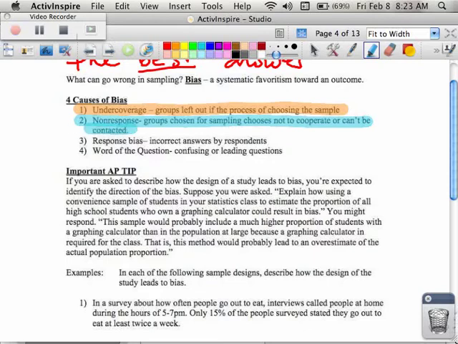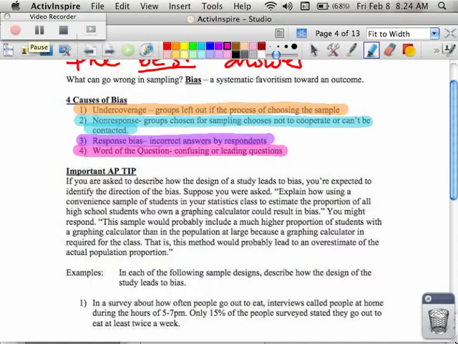The next kind is called response bias. That's where you give incorrect answers. Like if you're a very strong conservative person and they ask about the facts on something, and you answer based on your beliefs, but it might not be an actual fact, that would be response bias. And the last kind is the wording of the question. If the wording is confusing, like how many people don't want to not show up to school? Exactly. The question is confusing, so people might answer incorrectly because the wording is poor.